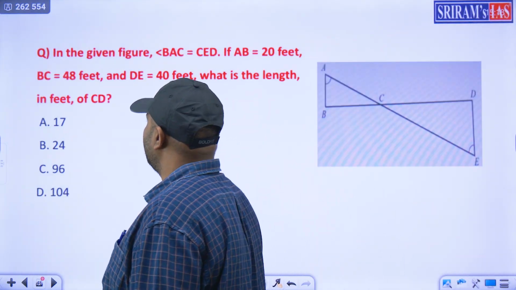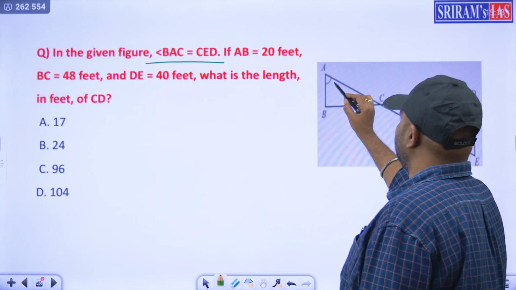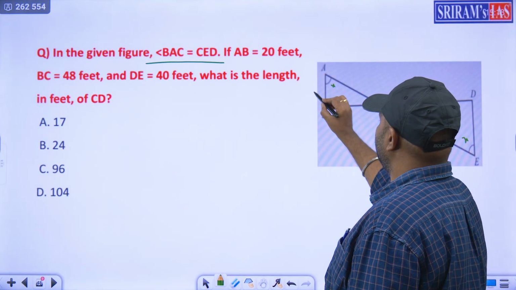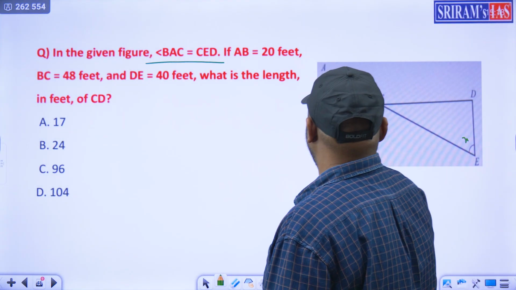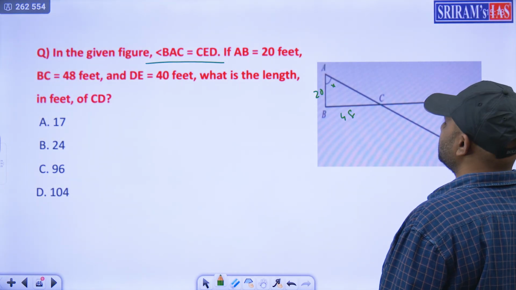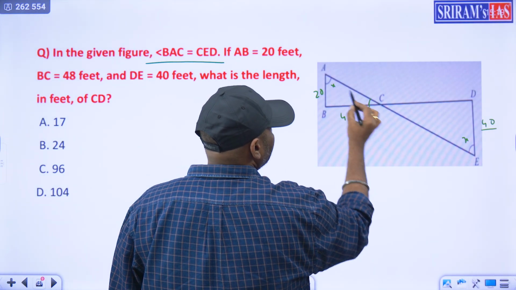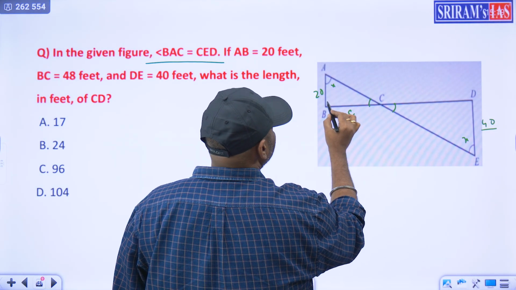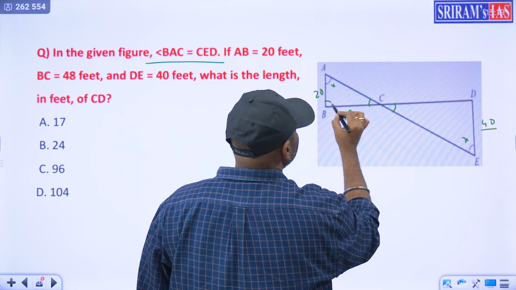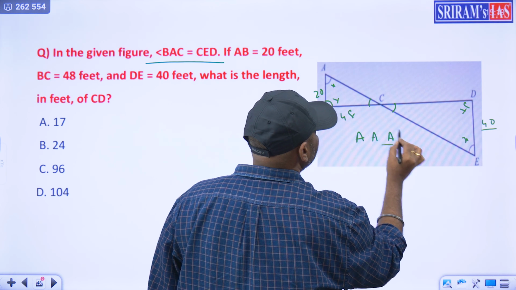Very important. Next question. In the given triangle, BAC is equal to CAD. BAC, this is x, CAD, this is also x. Now, AB is 20, he has given this as 20 feet, BC is 48 feet, and DE is 40 feet. What is the length of CD? Now, if you observe this one, this angle and this angle are equal, vertical opposite angles, and since these two angles are equal, that means obviously this angle also y, this angle also y. So by similarity, these two triangles are similar to each other.